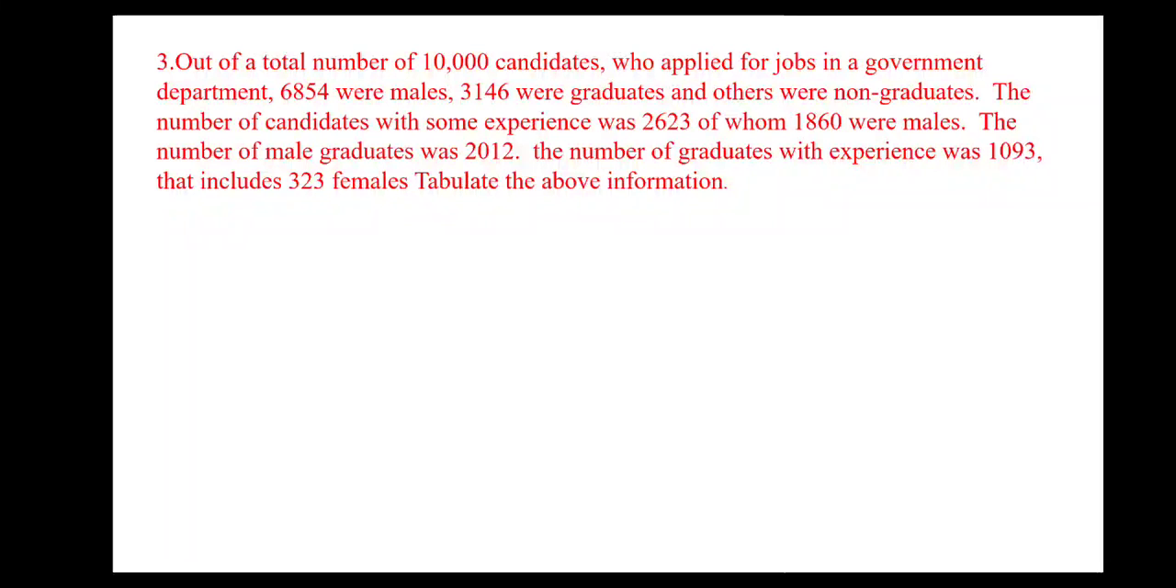Here the information given is male, female, graduates, non-graduates, and experience, non-experience. There are three sets: gender, graduates, experience. I already explained in the previous video that two will be column basis and one will be row basis. Generally, male, graduates and so on are used as column basis, and whatever is left out you can use as row basis. Now male, graduates will be column basis, and experience row basis.